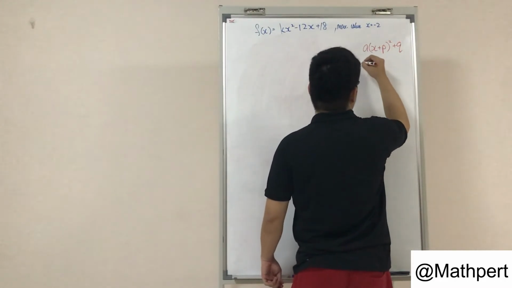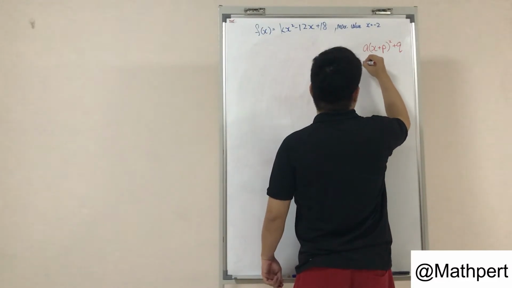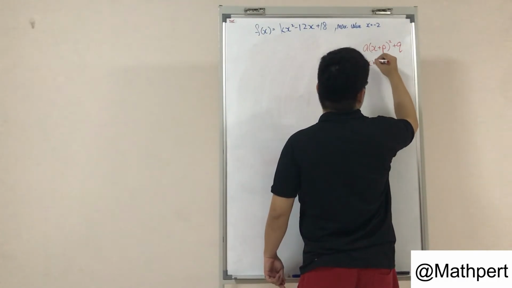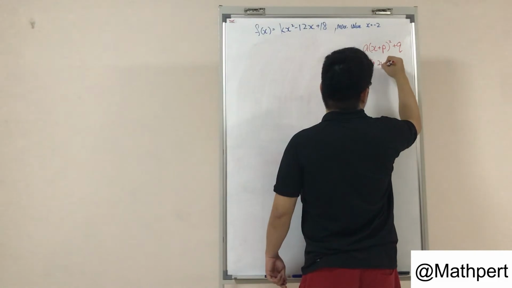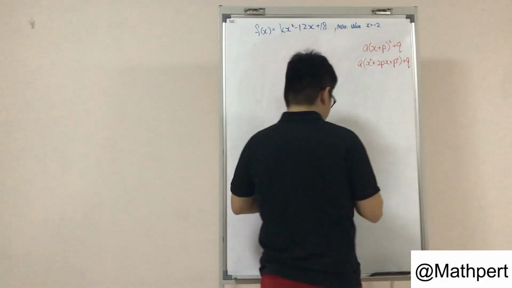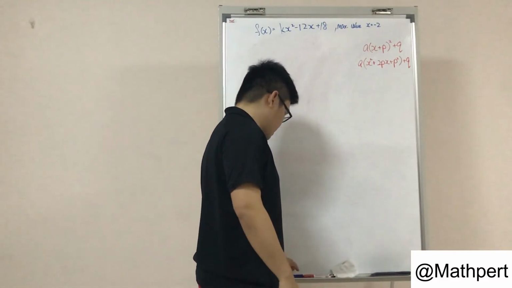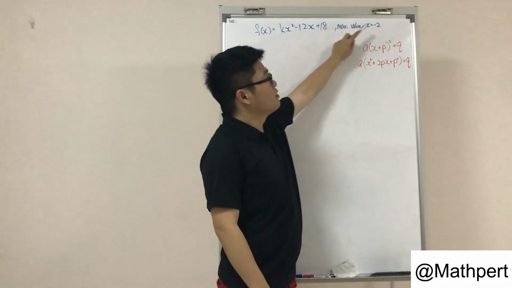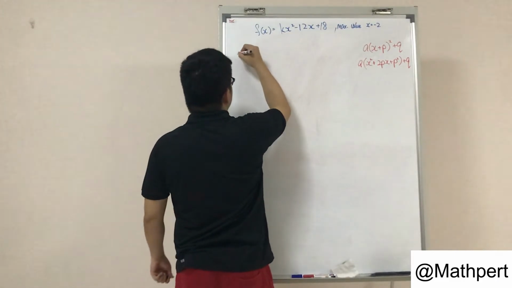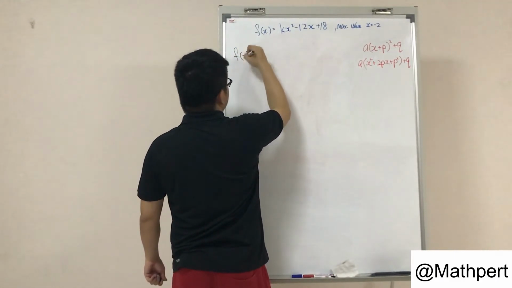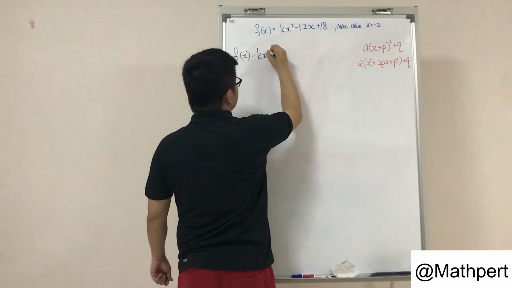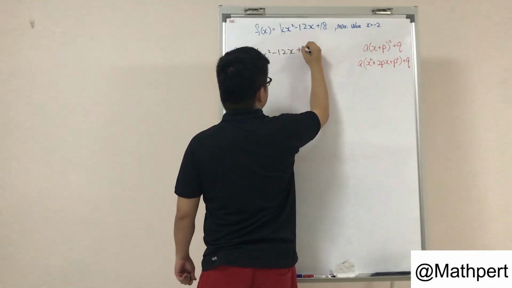Then we expand it, it will become a times x squared plus 2px plus p squared, plus q. And we are asked to find the value of k given the maximum value at x equals negative 2. So we change this format for the quadratic function. f(x) equals k x squared minus 12x plus 18.